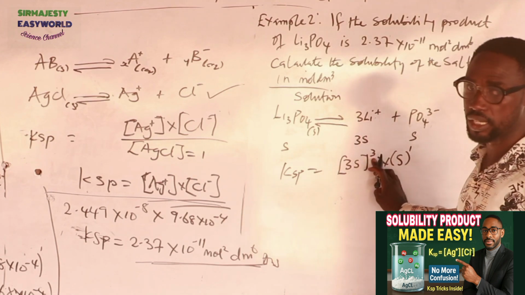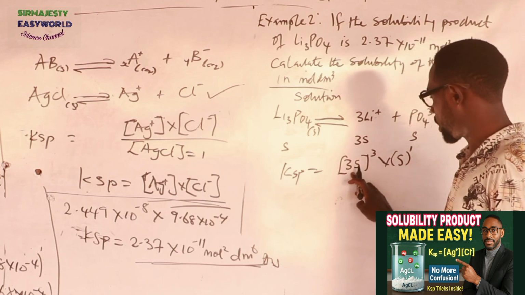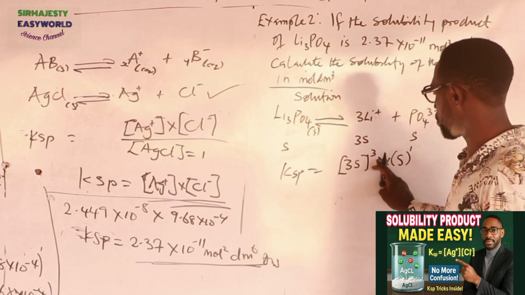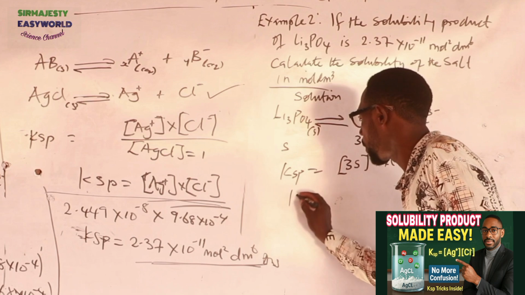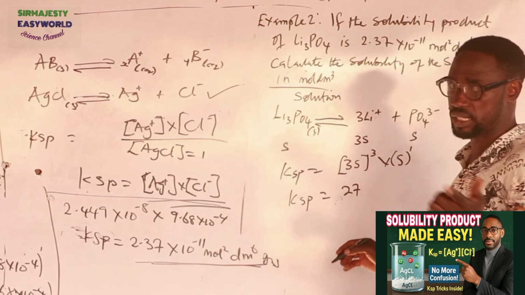Mathematically, time to expand this. So what does this imply? If you expand this, it's going to be 3 squared. Our Ksp will now be, 3 squared is 27, if my mathematics is correct. Is that right?